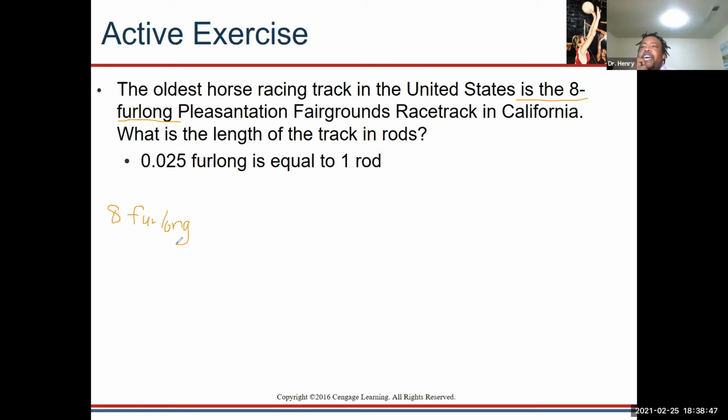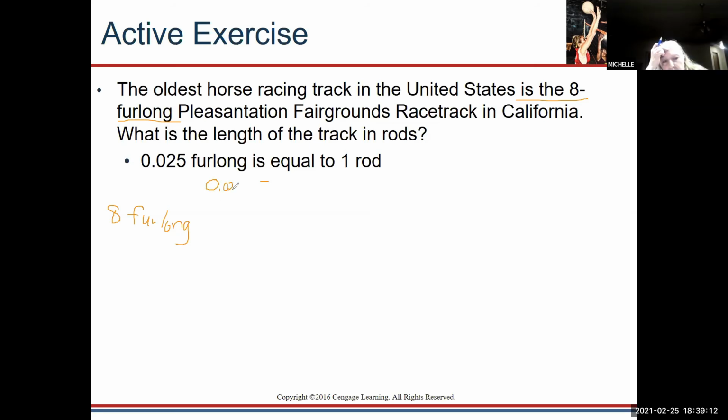Okay, now what is my equivalency? 0.025 furlong is equal to 1 rod. So do you put 1 rod on the top or on the bottom? I'm asking you. That's what I'm supposed to ask you. You're not supposed to ask me that. You're going to put the furlongs on the bottom because you're trying to find the rods.